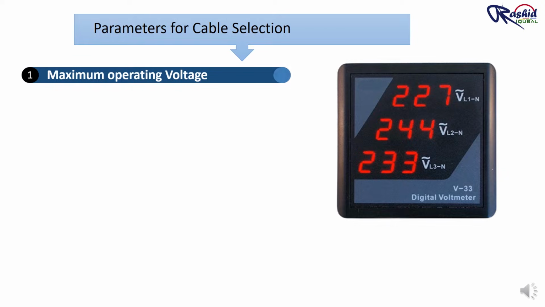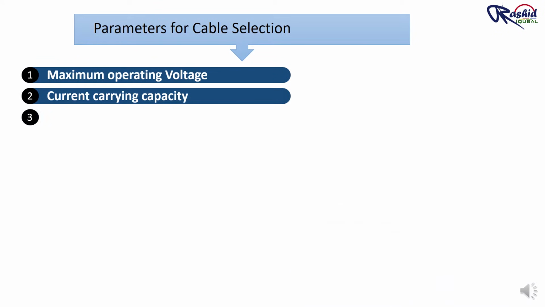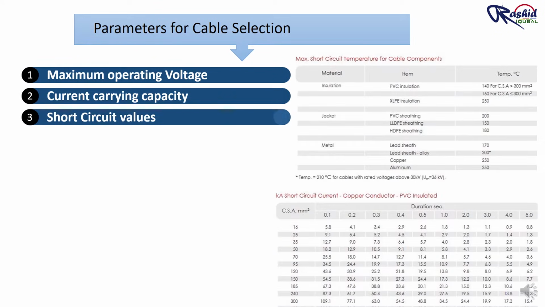Number 1. Voltage rating. You need to know how much electrical voltage the cable can handle without getting damaged. Number 2. Current capacity. This tells you how much electrical current the cable can carry without overheating. Number 3. Short circuit value.